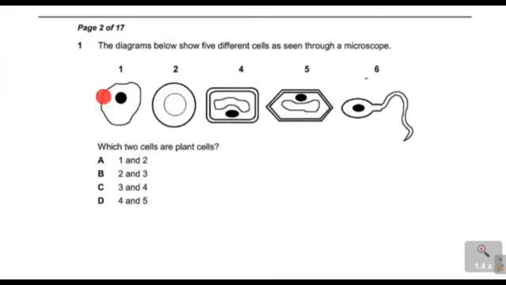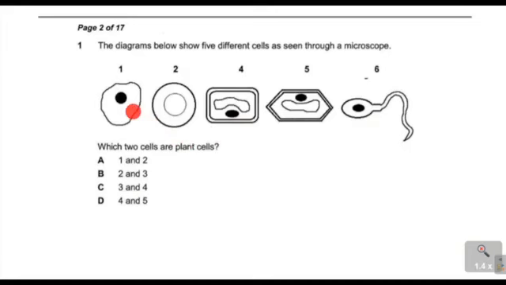All right, so this is our next question. The question reads, the diagrams below show 5 different cells as seen through a microscope. So these are the different cells that we are seeing through the microscope. We have the first cell, the second cell, the third cell, the fourth cell, and the fifth cell. Now looking at the question, which 2 cells are plant cells? From these cells that we are seeing through the microscope, which of the 2 cells are the plant cells?